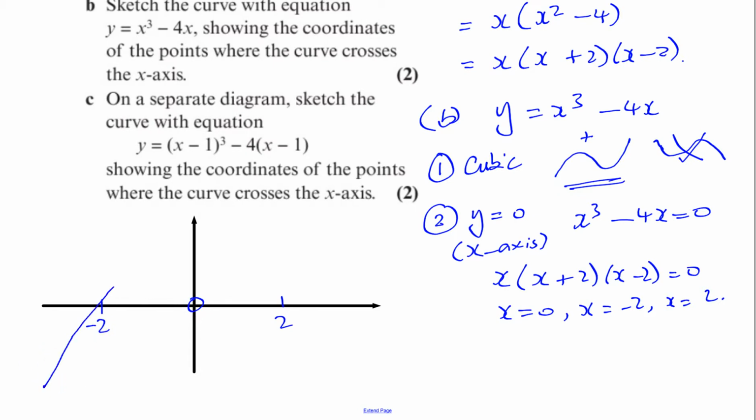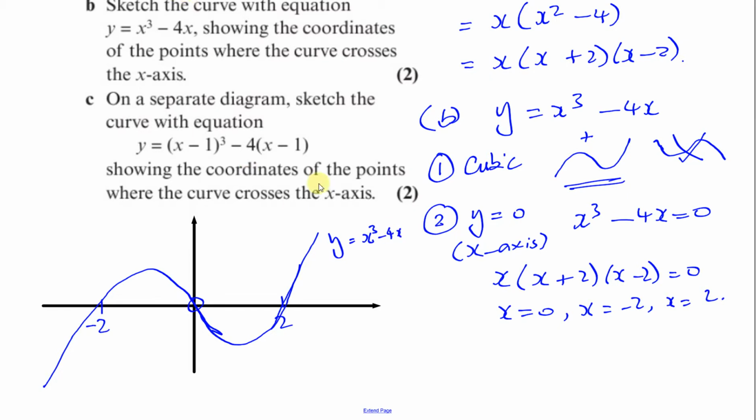Try and make it look like a curve. What you'll notice is the peaks. Let me try and make this a bit better. The peak here will be halfway between where it cuts the axes. So I'm trying to make it a bit neater. Okay, so that's y equals x cubed minus 4x.